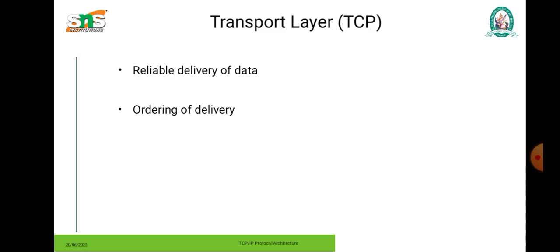And next one is the transport layer, that is TCP. TCP is the Transmission Control Protocol, the most commonly used protocol which provides this functionality. The transport layer is also called the host to host layer, which provides reliable end-to-end service.